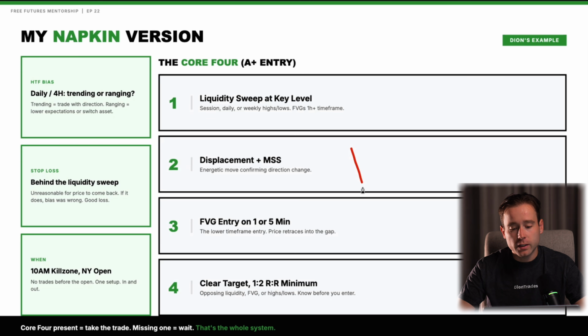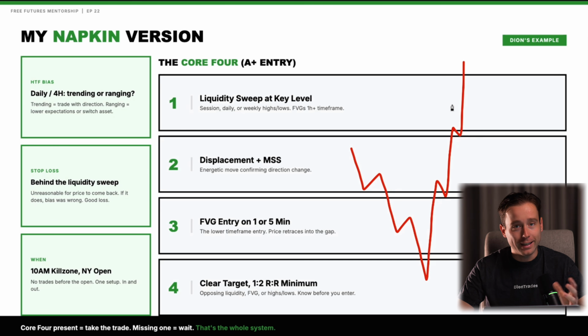And during the live streams, you see me drawing this a lot. We trade lower, and then aggressive sells, aggressive buys, and then we trade to the target. That is my core 4.